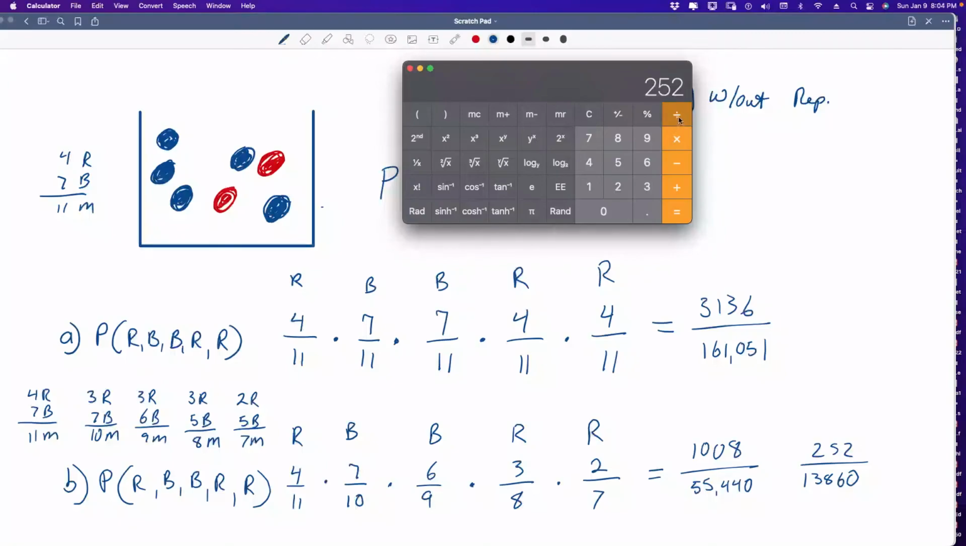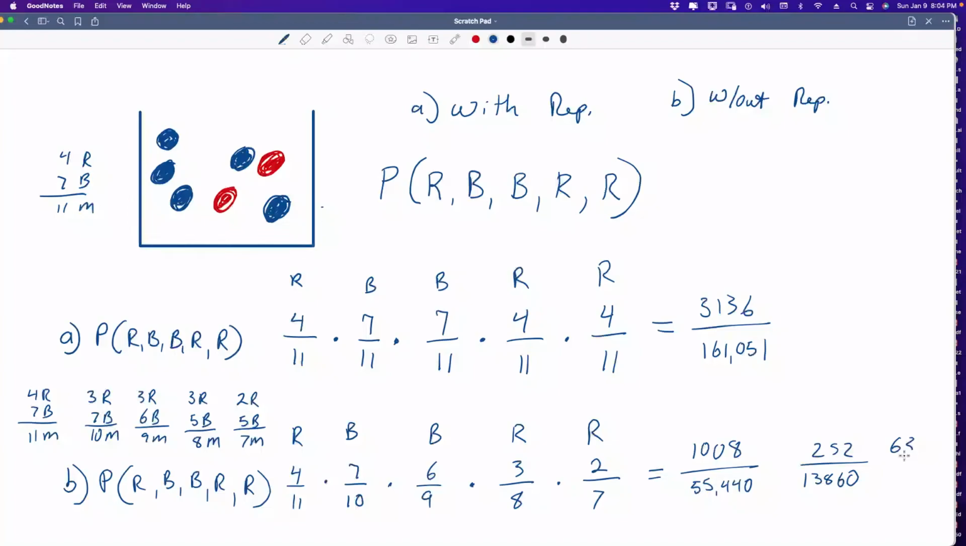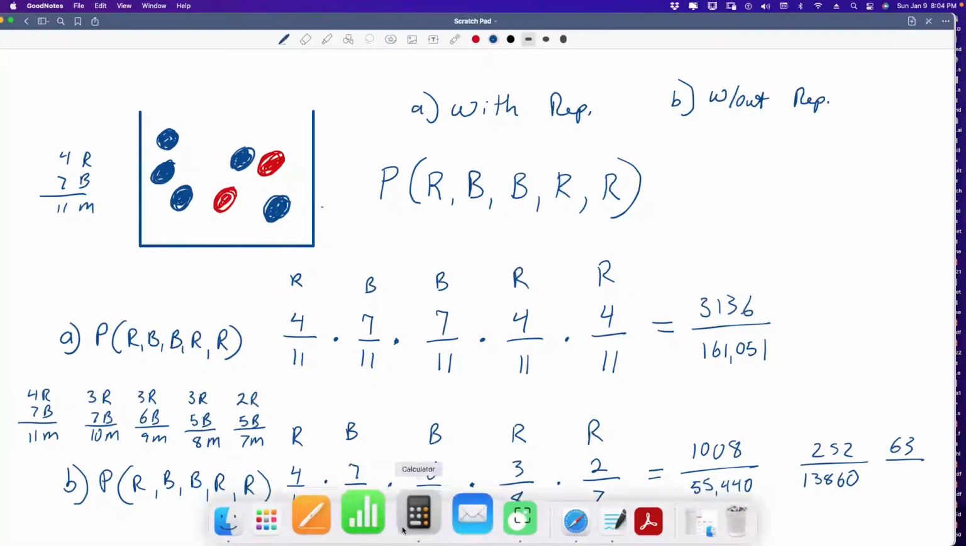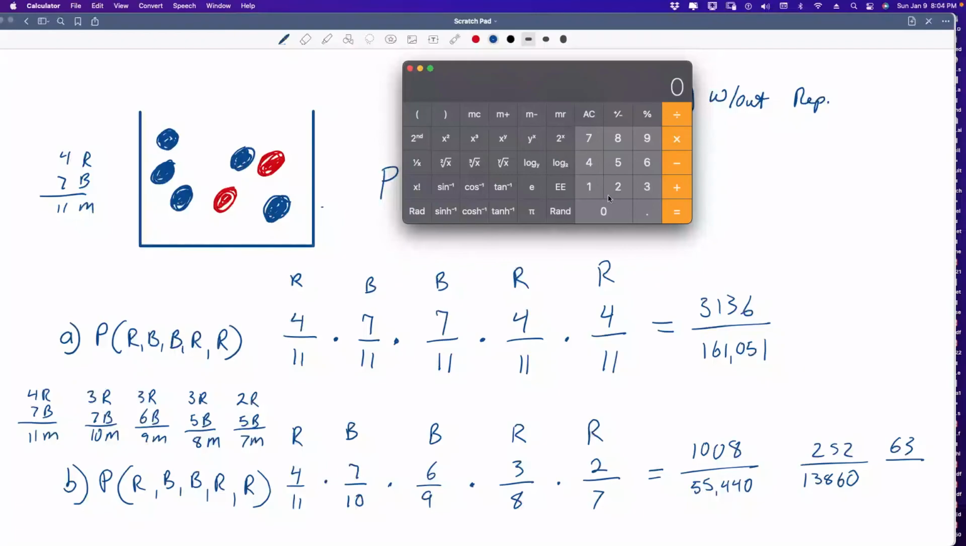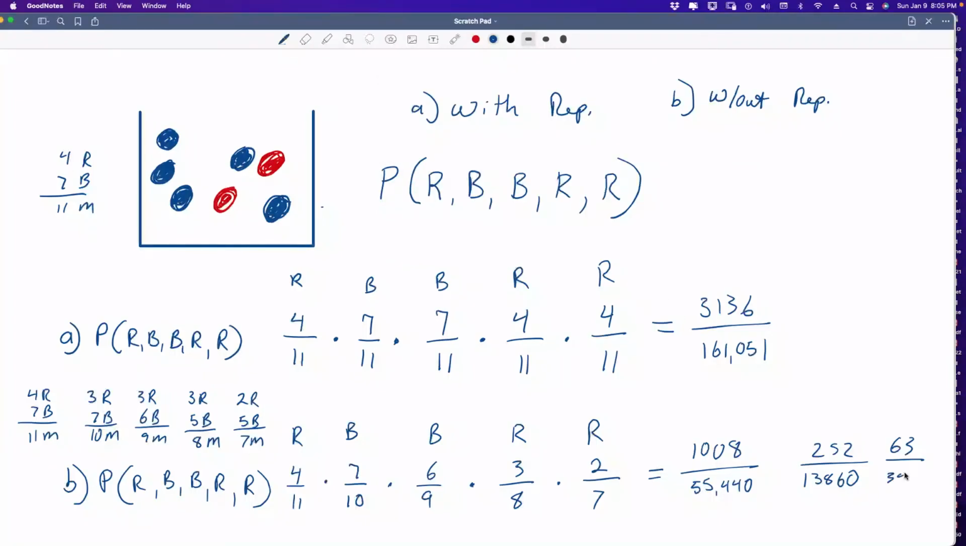Let's try 252 by 4 again. Will it divide? Yes, that goes to 63 over, let's see if we can divide this by 4 again. 13,860 divided by 4, 3465. All right, so we've been able to reduce this one so far to 63 over 3465 so far.